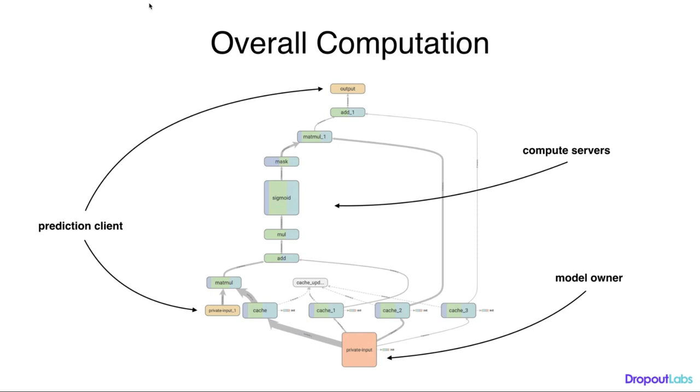The yellow inputs on the left is where the prediction client comes in, and he provides the input and he receives the output. And then the colors in between is where the two compute servers, the helper and the prediction service, are now actually computing on the input. So this is useful both to have an idea of what's going on, but it's also for privacy concerns. So if you want to go in and see who actually gets to see these values, TensorBoard can be very useful in that.